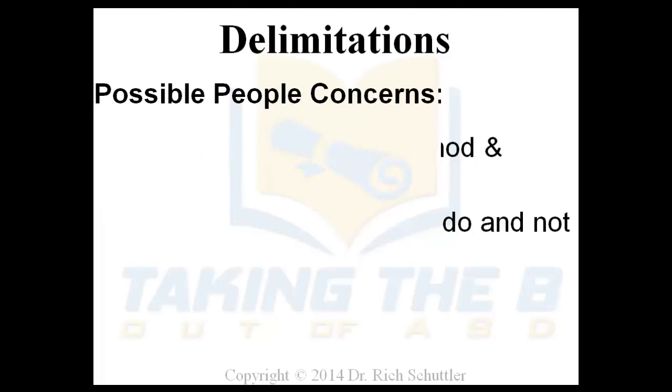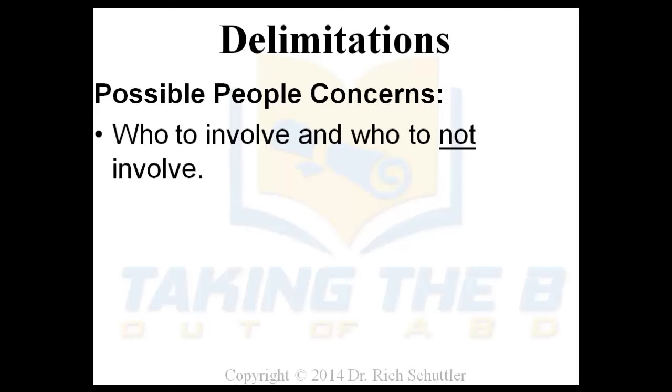I want to share some of the possible concerns that delimitations might address. This is not an exhaustive list, but it's enough for the common dissertation student that I believe will give you enough information to move forward or to help you better refine what you already have. The first one is who to involve and who not to involve. I gave an example about that in New York, but these are things that deal with the people.